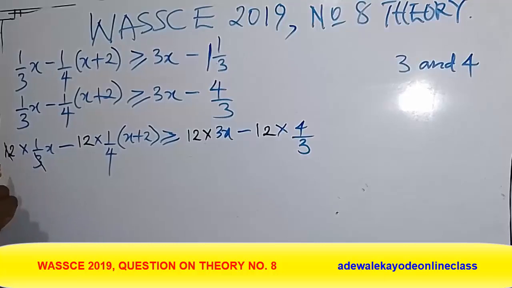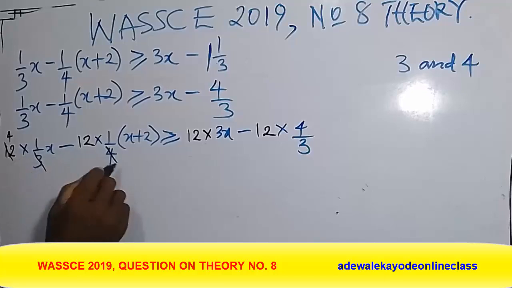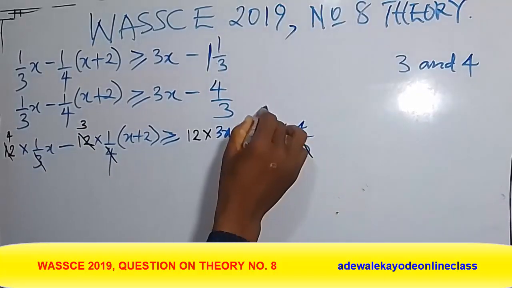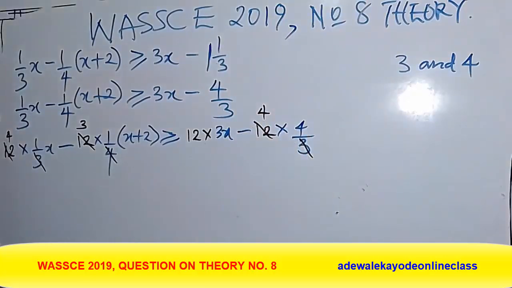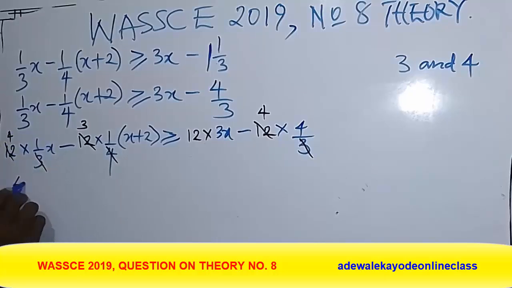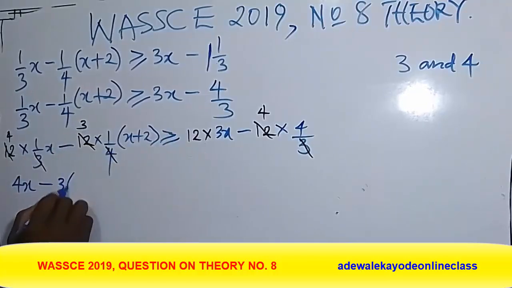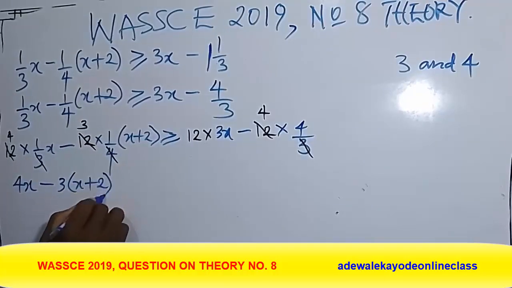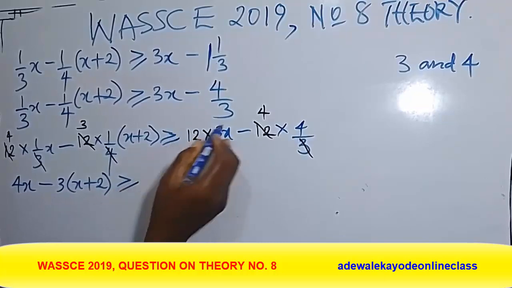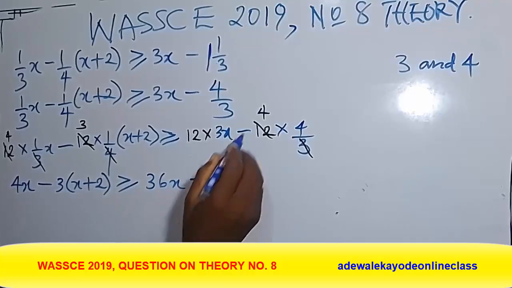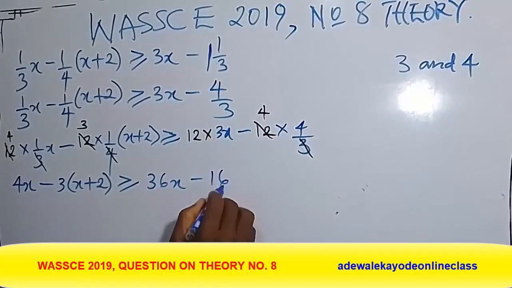So 3 in 12, that is 4. 4 in 12, that is 3. Then 3 in 12, that is 4. So within 1 minute, we have just cleared that fraction. We are left with 4 multiplied by 1, which is 4x, minus 3 multiplied by everything inside that bracket, greater than or equal to 12 multiplied by 3x, and that will give us 36x, minus 4 multiplied by 4, and that will give us 16.